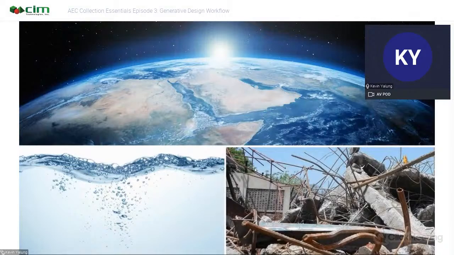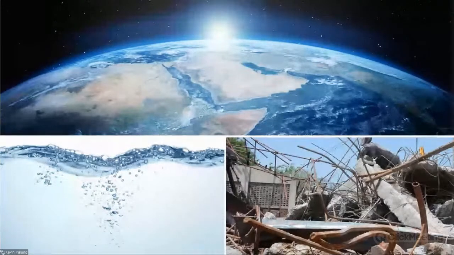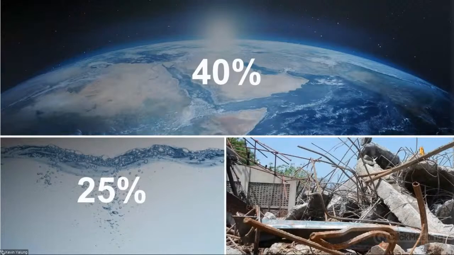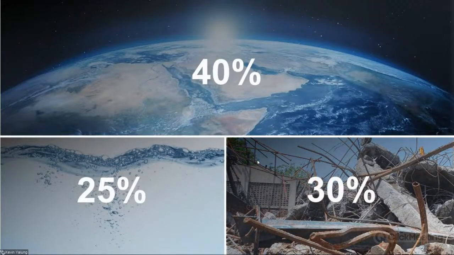Due to climate change or global warming, we know that our natural resources are diminishing, and that our built environment plays a role in this. Buildings alone consume 25% of our water, and building construction produces 30% of all global waste. This results in 40% of global energy being used by our built environment.